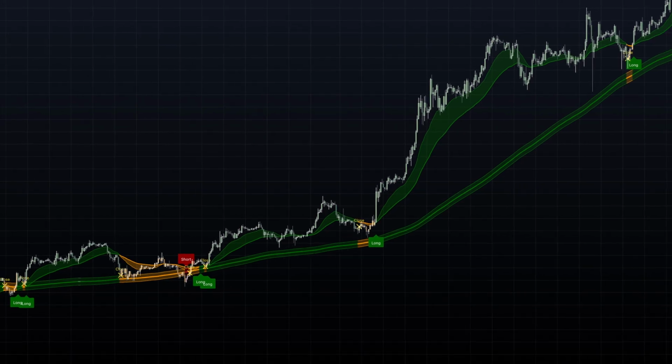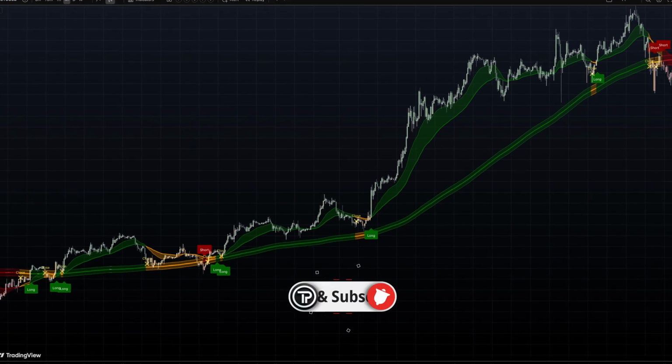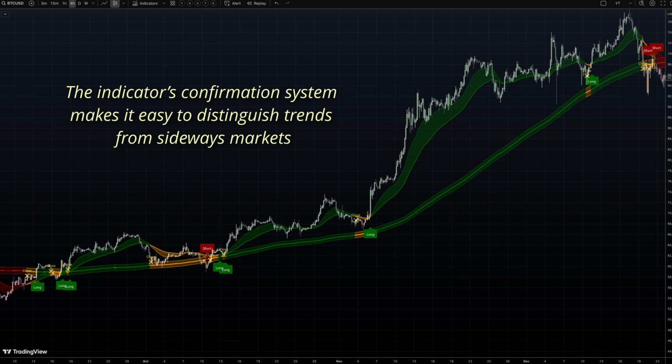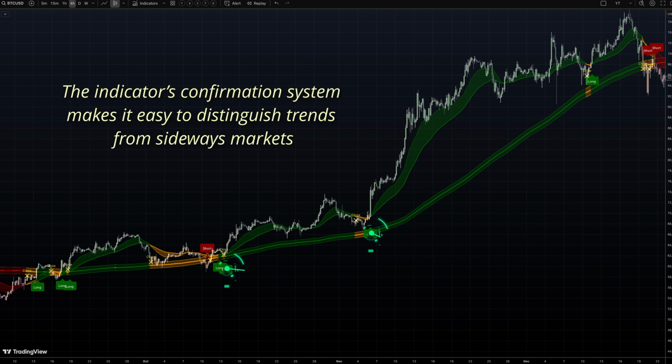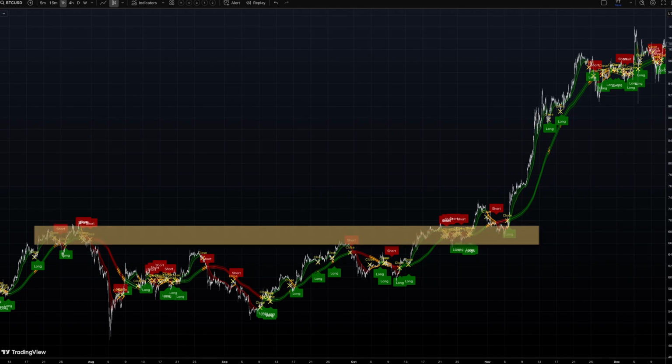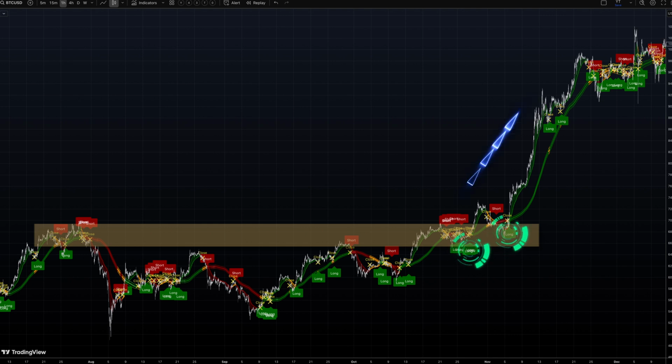The Mix 1 indicator is most effective in trending markets with clear directional movement, where EMA crossovers and the trend channel help identify momentum shifts. In ranging or choppy conditions, the system's confirmation layers help reduce false signals, though trade frequency typically declines. When key support or resistance levels align with the trend channel boundaries, these areas often serve as effective signal zones.